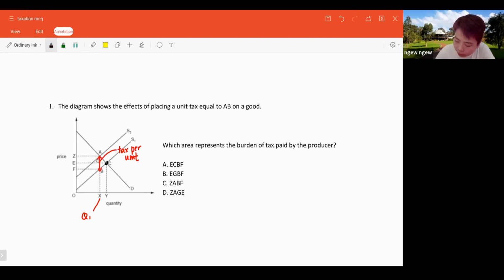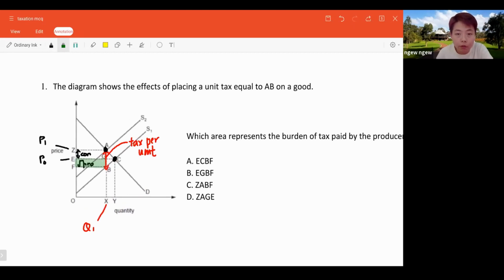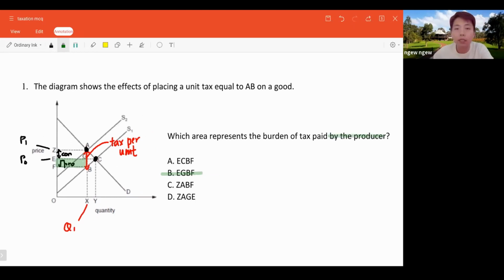This is the original equilibrium, this is your new equilibrium. Therefore, this is your original price, this is your new price. The change in market price shows you the incidence on consumer. Thus, the remaining will be the incidence on producer. So this whole area, E, F, G, B, this is the answer because the question is asking for the tax paid by producer, all right?